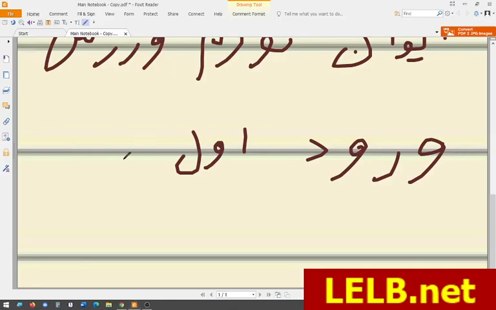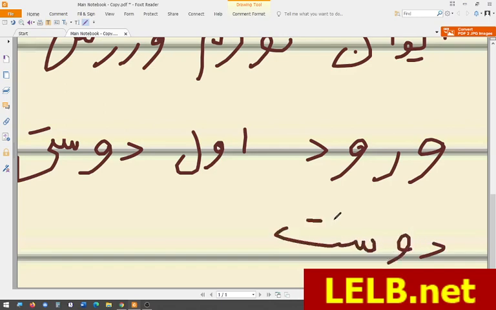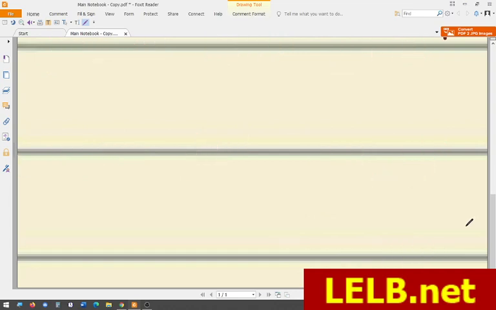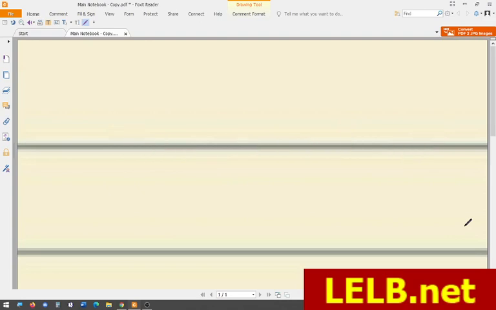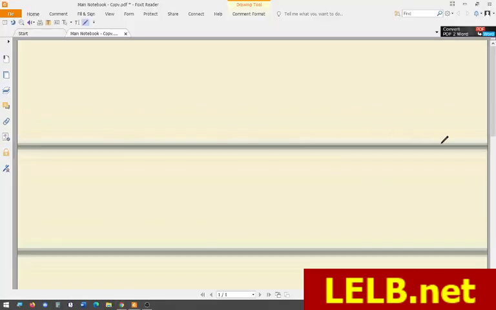Dusti: dal, vav, sin, te, ye. Dusti means friendship. Dusti, or even dust, means friend. Dusti means friendship. Bu means smell or scent. Remember, as a noun. Bu: be, vav.